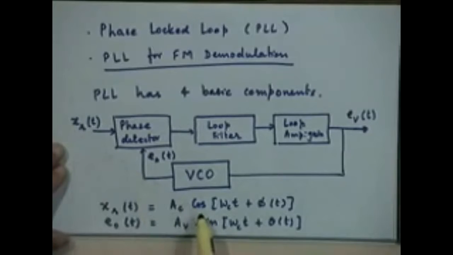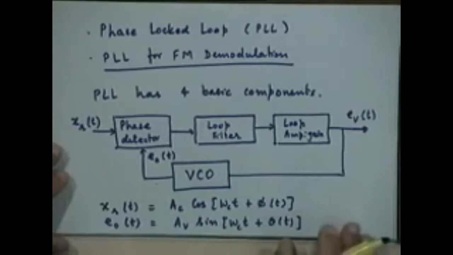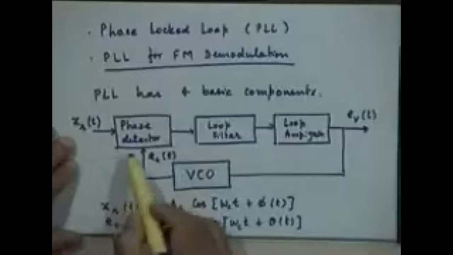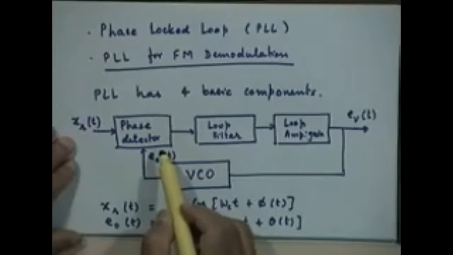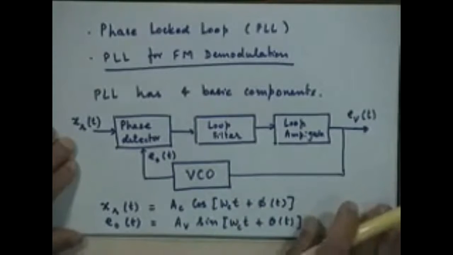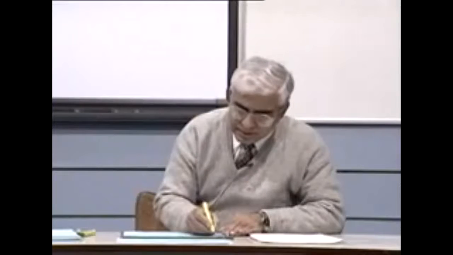You might notice that I have chosen the input signal to be a cosine function and the VCO output to be a sine function. That is deliberate and you will soon see the reason why I have chosen like that. Now let us proceed further. First of all, how do we realize a phase detector? Let us first discuss this issue a little bit and then we will look at the operation in more detail. A very simple realization of the phase detector is as follows.